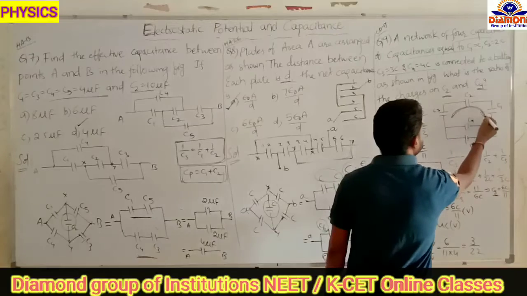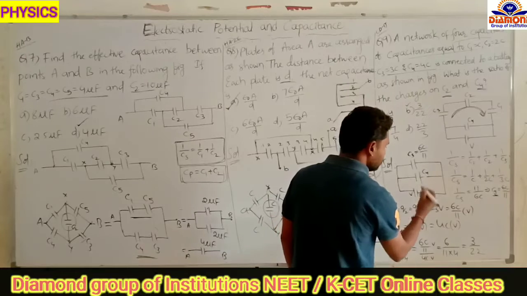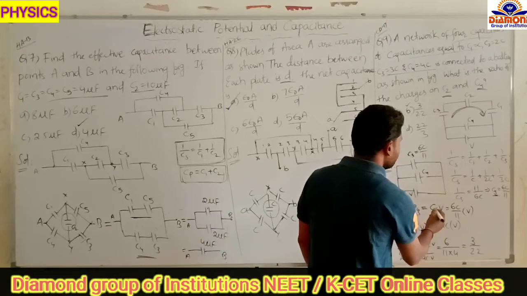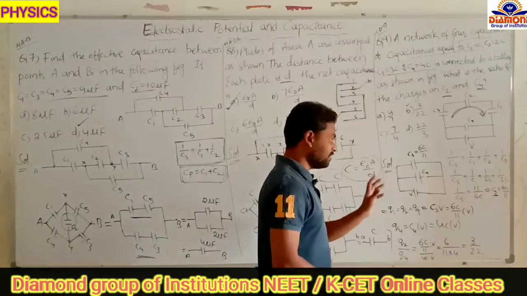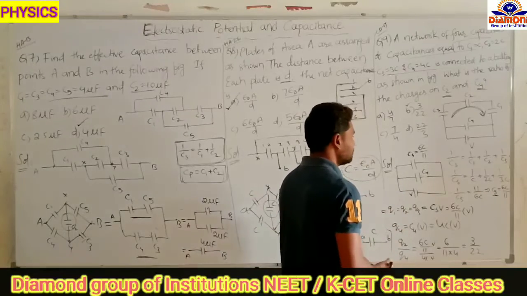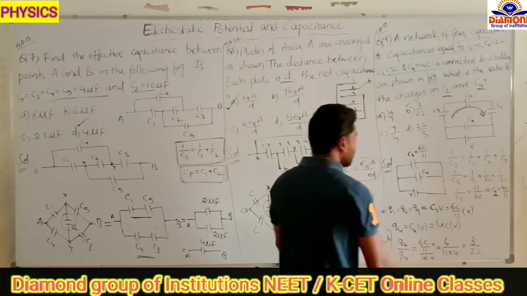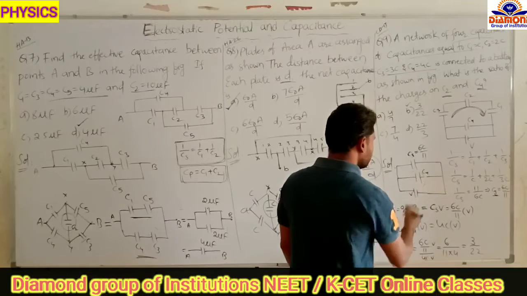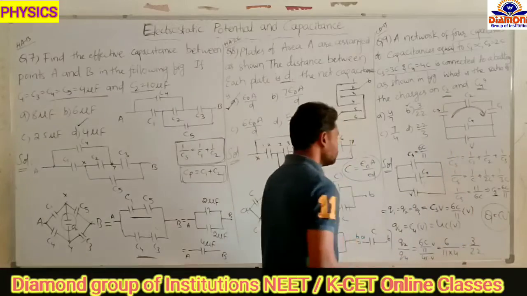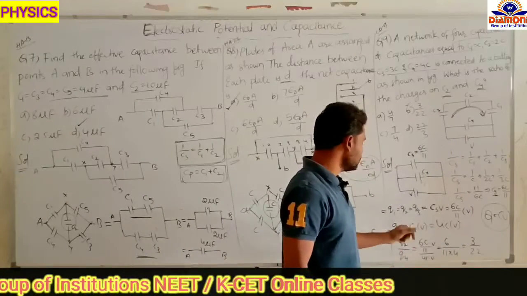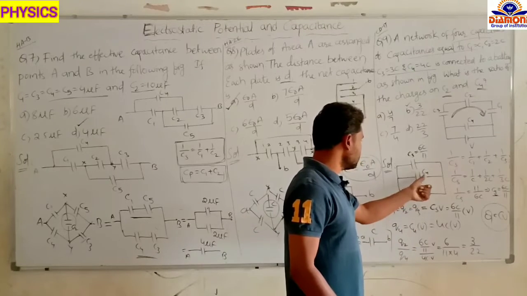Now these three capacitors are connected in series, so the charge flowing through them is the same: Q1 equals Q2 equals Q3. That equals the equivalent capacitance times the potential difference across it. The equivalent capacitance is 6C by 11, and the potential difference is V, as given. Remember the charge formula: Q equals C into V. Here also Q equals CV. The charge flowing through the fourth capacitor, Q4, equals the capacitance C4 times the potential difference across it, which is V.